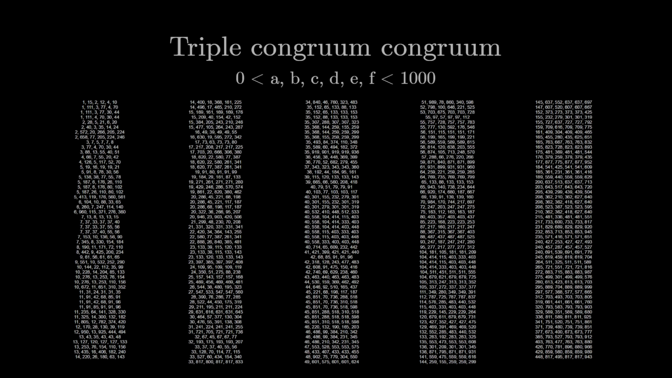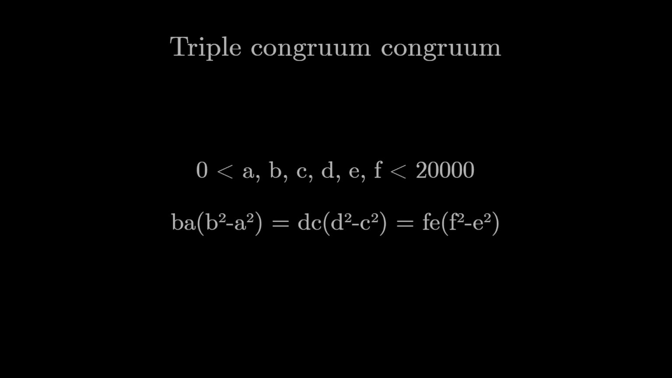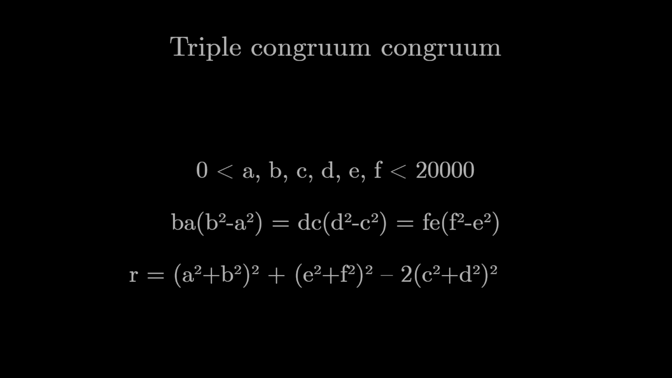And in my search, I have looked for every number below 20,000, such that A times B squared minus A squared equals a similar expression with C, D, and E, F. And then defining R, the remainder, like this, it is actually always not 0. So I'd like to propose a more advanced parametrization.